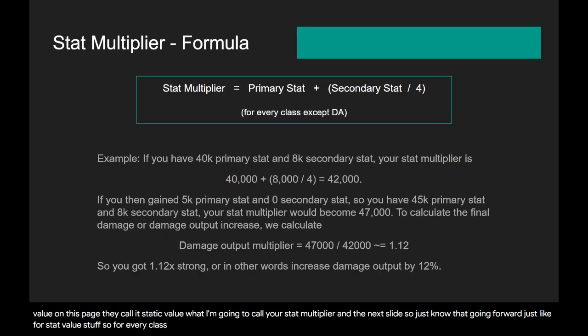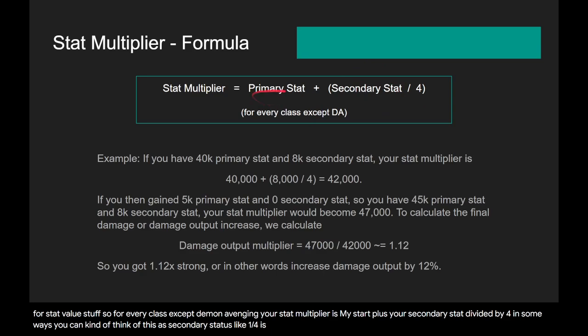So for every class except Demon Avenger, your stat multiplier is your primary stat plus your secondary stat divided by 4. In some ways, you can think of this as secondary stat being 1/4 as important as primary stat.